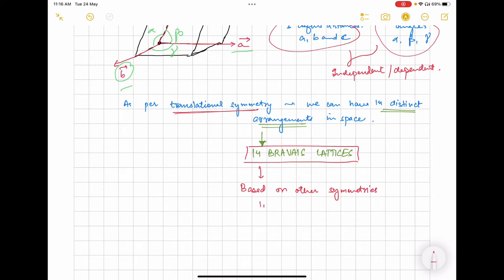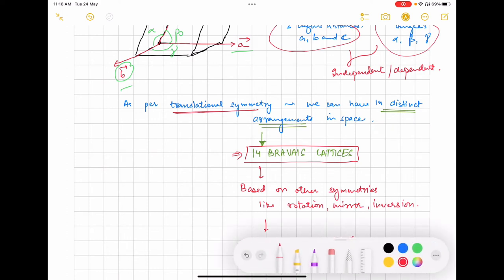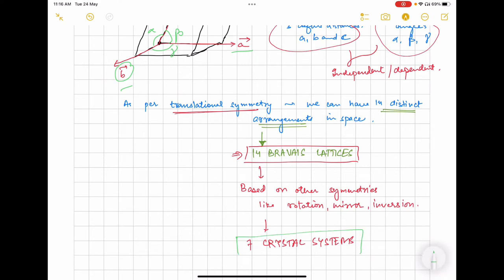Now, based on other symmetries like rotation, mirror, and inversion, these 14 lattices can be grouped into 7 crystal systems. Okay. So we have 14 Bravais lattices based on the translational symmetry, and these then can be grouped on the basis of rotation, mirror and inversion symmetry operations into 7 crystal systems.